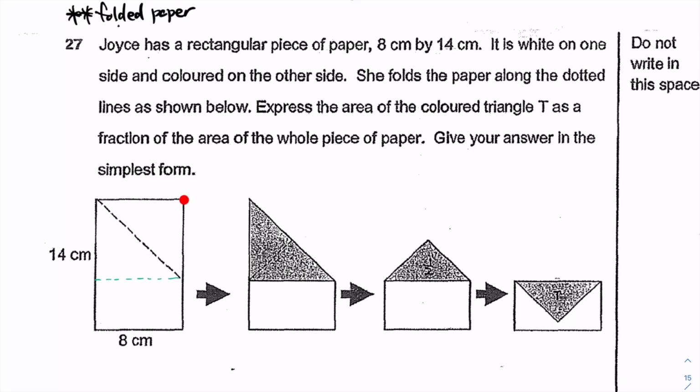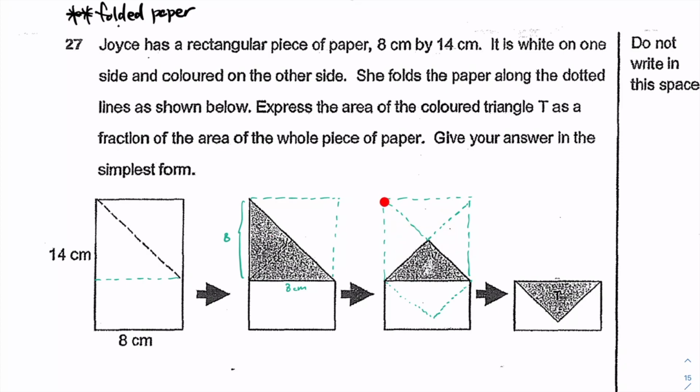So I'm going to fold from this corner to this corner, and basically what that means is I have half a square right here. So if this is 8 centimeters, knowing that it's a square, this must be 8 centimeters. Since this is 14, we can find out what this length is, which is 6. Okay, next. We've got a square up here.